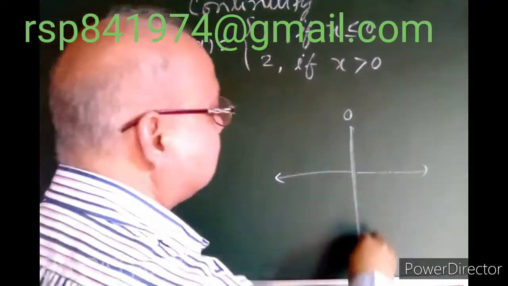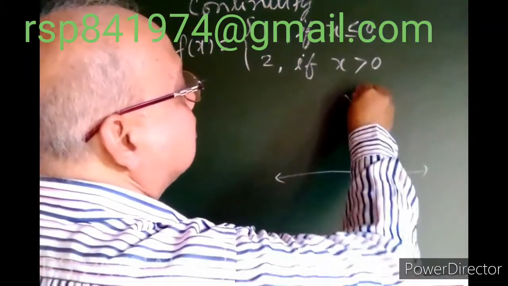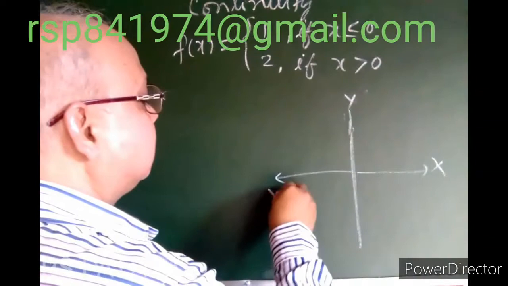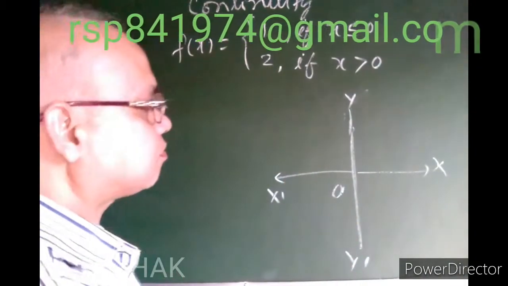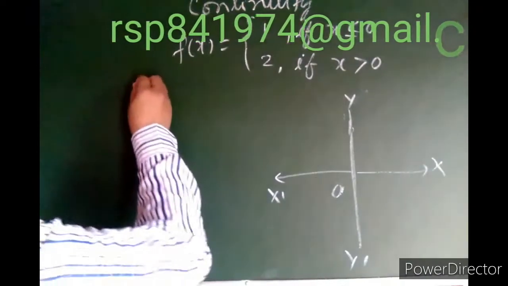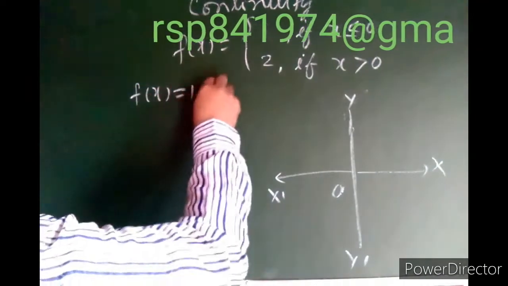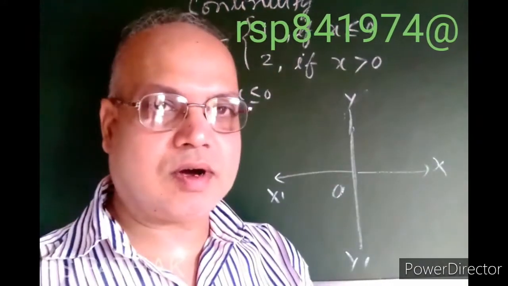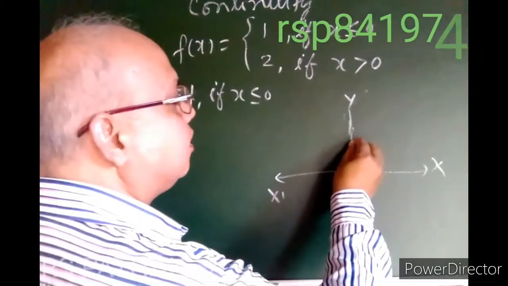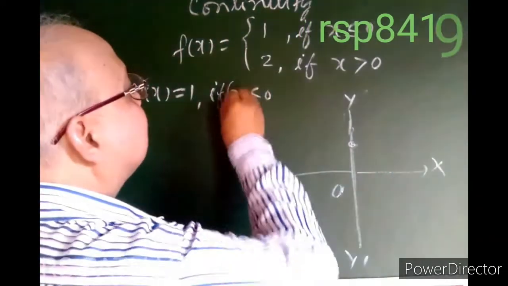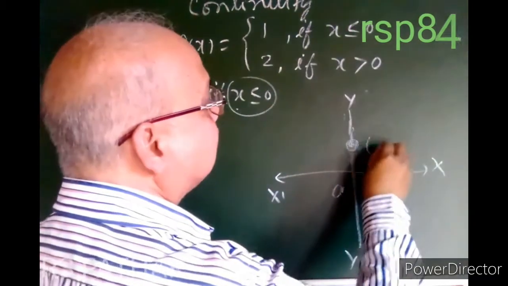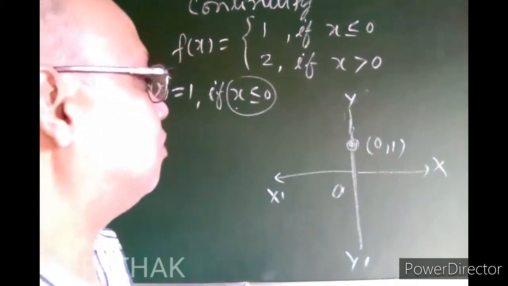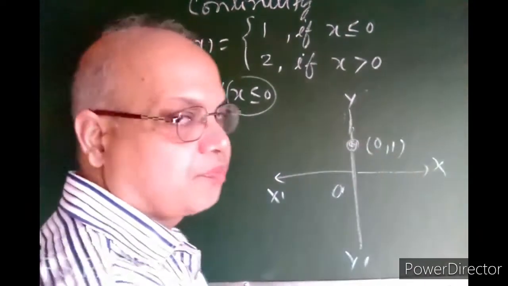Let us suppose I am drawing a curve, with axes x, y, x dash, y dash, and origin O. The value of f(x) is 1 if x is less than or equal to 0. Here 0 is included in this interval. This point will be (0, 1). Here y equals f(x) equals 1 and x is 0, then the value of the function is 1.